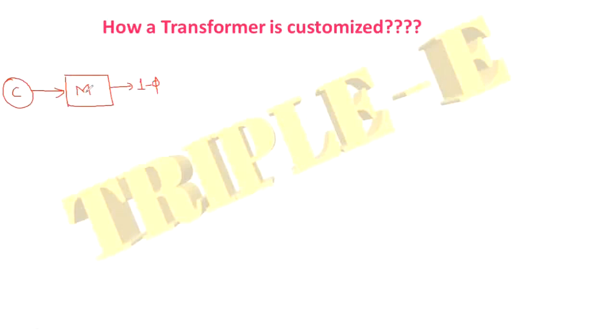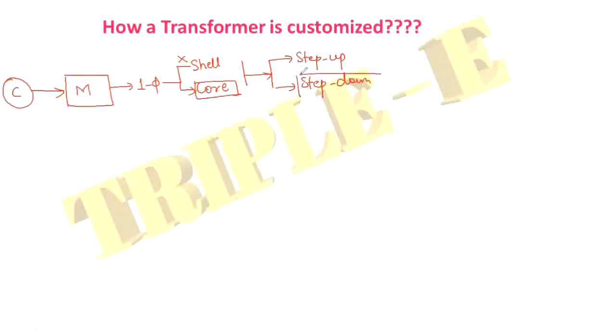Then the manufacturing company will further investigate whether this single phase transformer will have a shell type of construction or a core type of construction. The customer could say that he needs a core type of transformer, not a shell type. Further, the manufacturing company may ask whether they need it for step up or step down voltage, and the customer may say that he needs it for stepping down the voltage, not for stepping up. Now this transformer will be utilized for a distribution system.